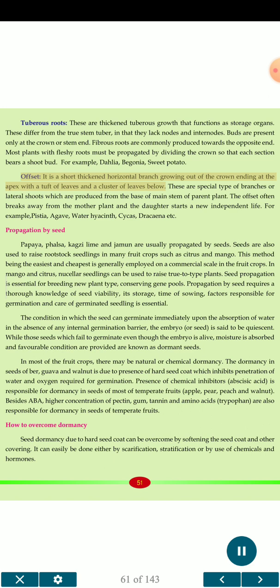Offset. It is a short thickened horizontal branch growing out of the crown, ending at the apex with a tuft of leaves and a cluster of leaves below. These are special types of branches or lateral shoots which are produced from the base of the main stem of the parent plant. The offset often breaks away from the mother plant and the daughter starts a new independent life. For example, pistia, agave, water hyacinth, cycas, dracaena etc.